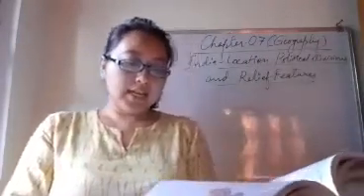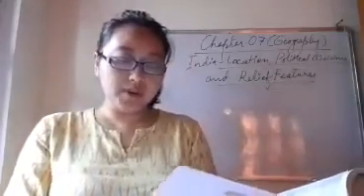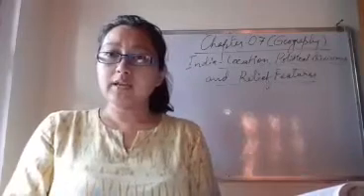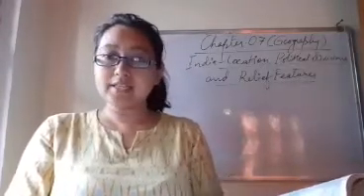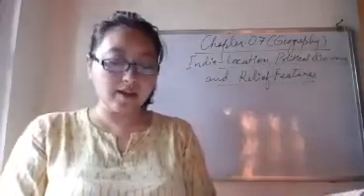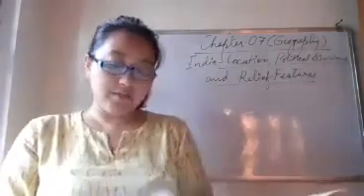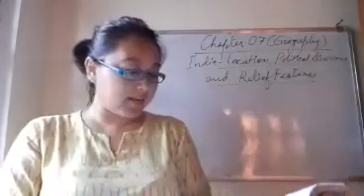Now next, physical division. India can be divided into 6 physical divisions: the northern mountains, the Great Plains, the Peninsular Plateau, Thar Desert, that is the Great Indian Desert, the coastal plains and the island groups. So there are 6 basic physical divisions in India.